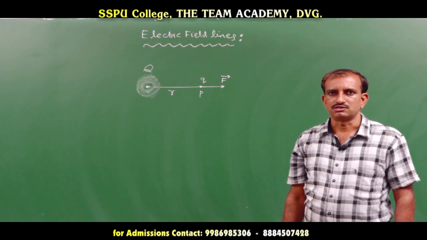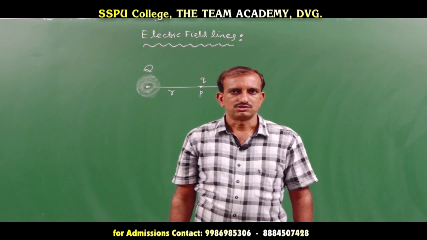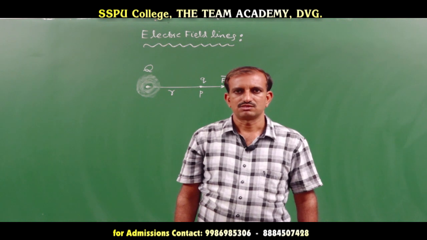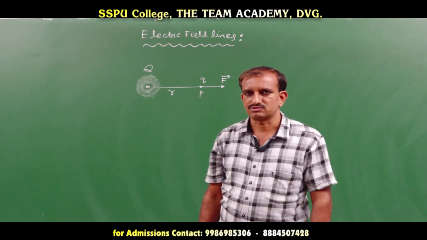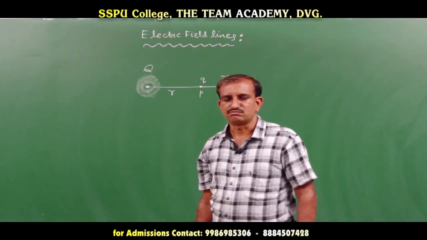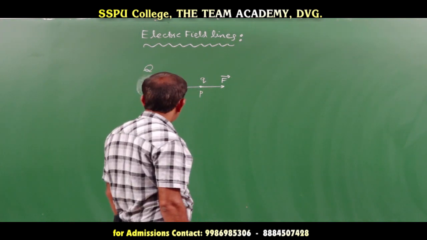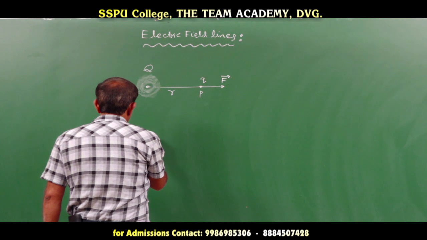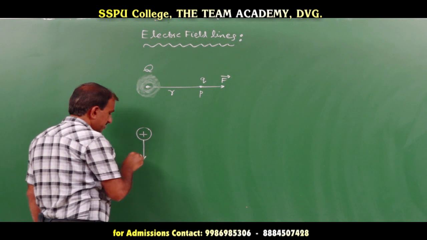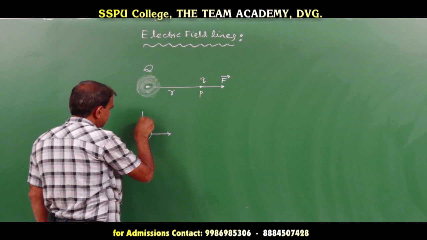We can graphically visualize the electric field around a charged particle by drawing the electric field lines. The concept of electric field lines was introduced by Michael Faraday. So, we can draw the electric field lines around a charged particle. Suppose this is a positive charge. For a positive charge, the electric field lines are radially outward. These are the electric field lines.